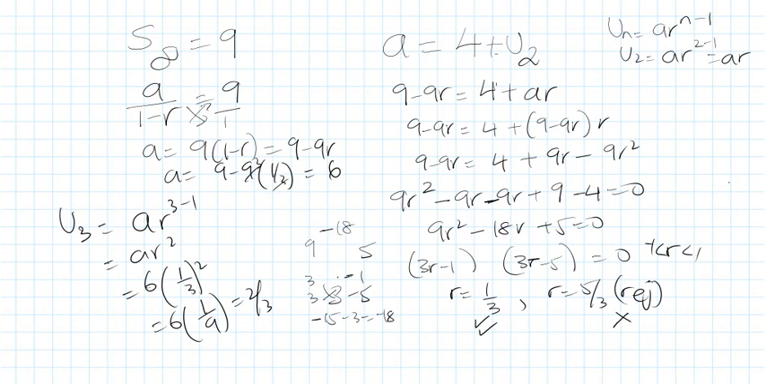So the key stages are always the same. We read the question carefully. We locate the key information. We write down the key information. So here the two key pieces of information were sum to infinity is 9, and the first term is 4 more than the second term. So I wrote these two equations, and then I used the formula to replace and build on these two equations. And you always end up getting two equations which you need to solve simultaneously. This is what happens in most of the exam questions.